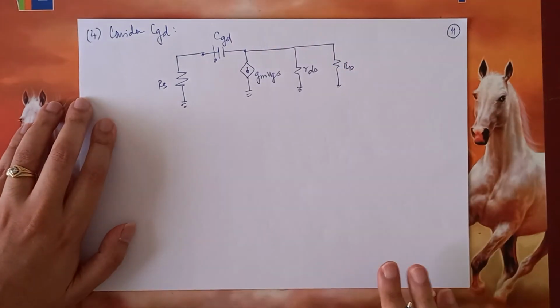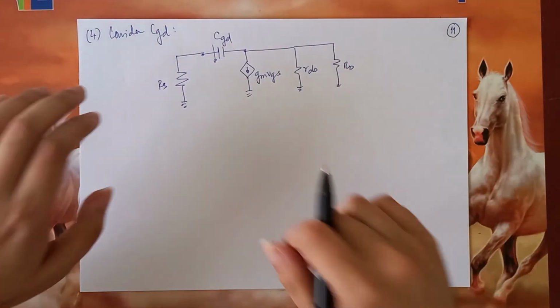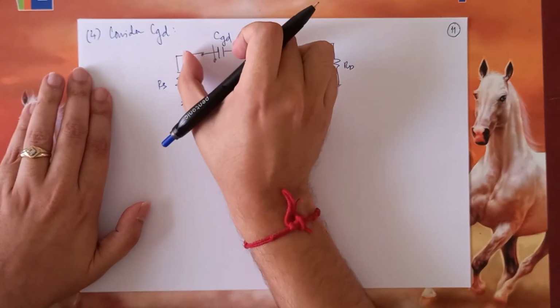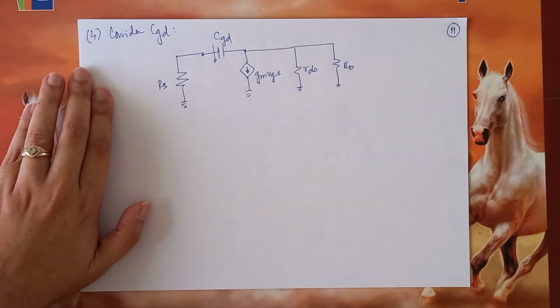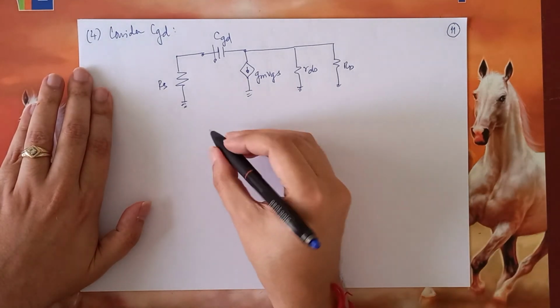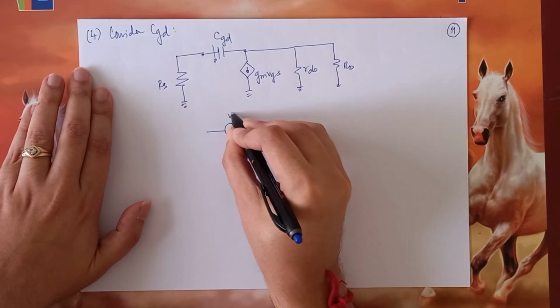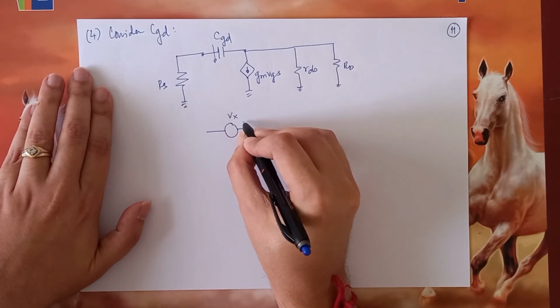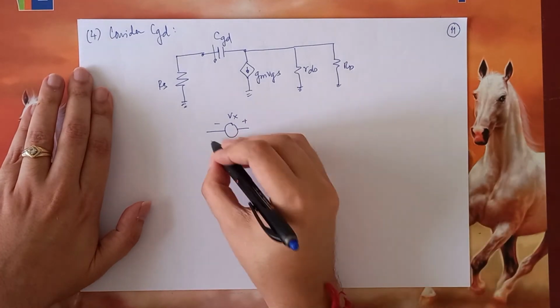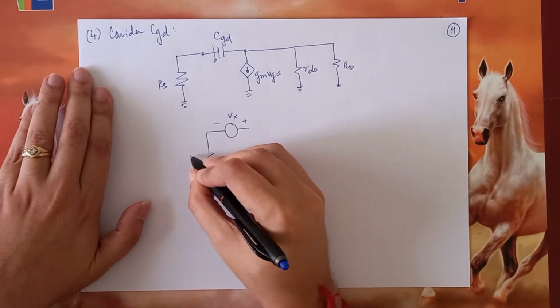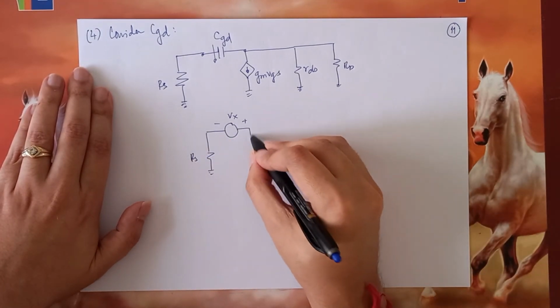Now to solve this, it's a little tricky. We have to approach this in a different way. So it's like saying, if I connect a voltage source over here, how much current will that draw? So if I connect some voltage source, some Vx, let us say, how much is the current drawn from this source?